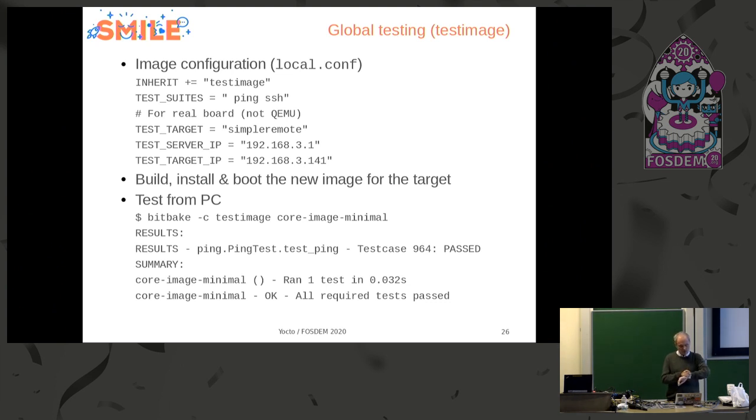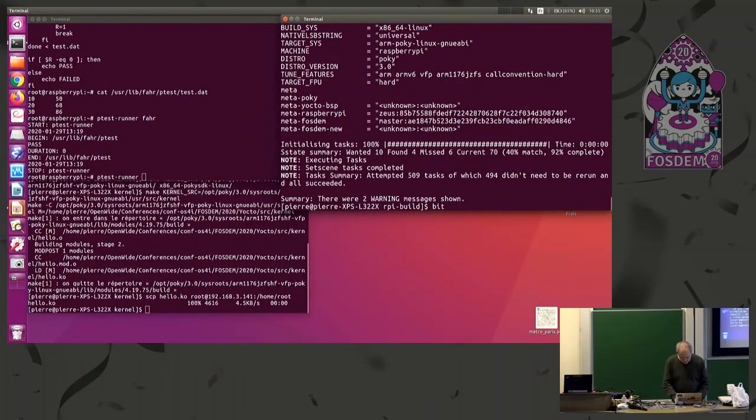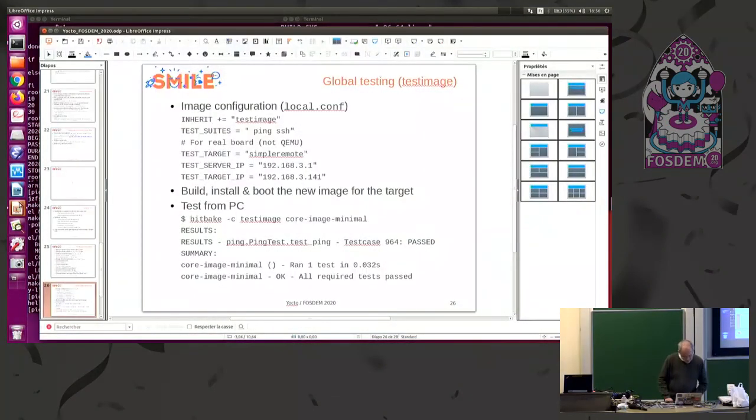Then you can run the test. For example, you can do that from the build environment, bitbake -c testimage. So you can run from the PC a bitbake -c testimage on the image you want to test, and it will run the test.